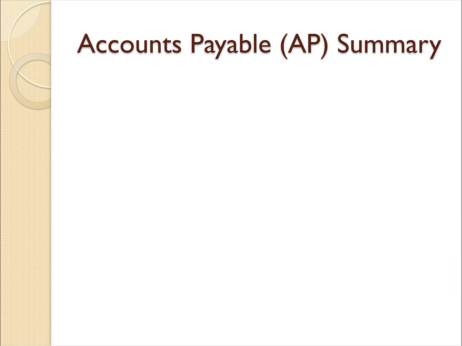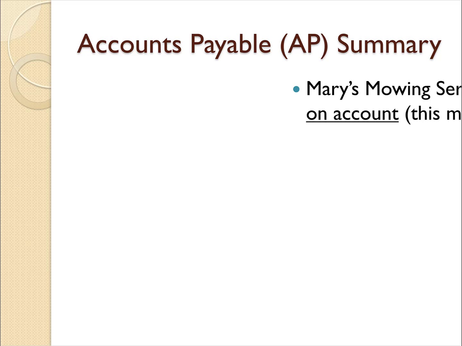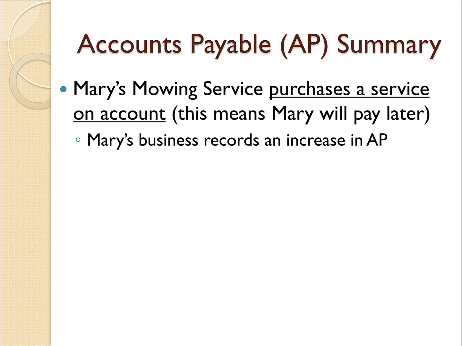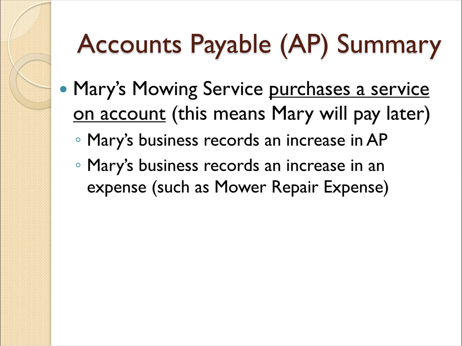So here's a summary of accounts payable. Let's say a transaction says Mary's mowing service purchases a service on account. Because it says on account, that just means Mary will pay later. She gets the service now, but she promises to pay later. So on her business record, she would increase accounts payable since she now has debt. And she would need to record increase in some type of expense, such as mower repair expense.